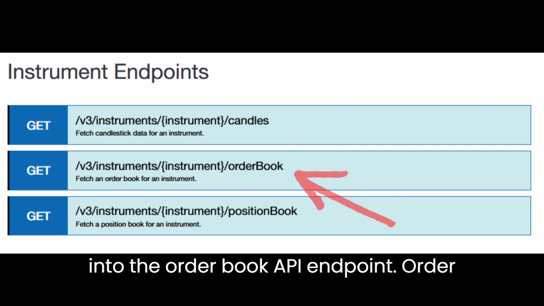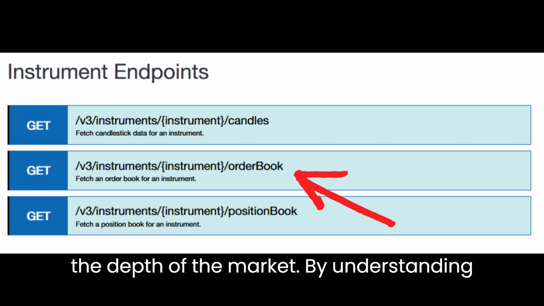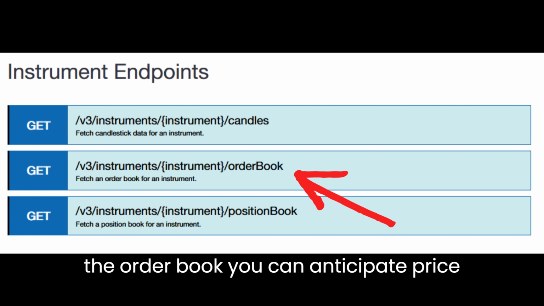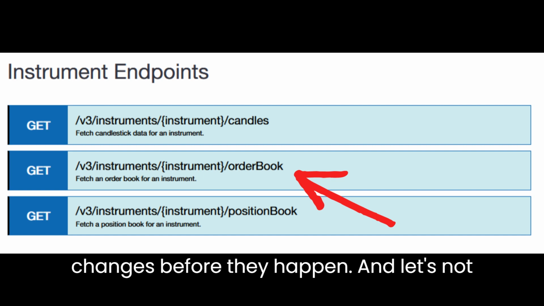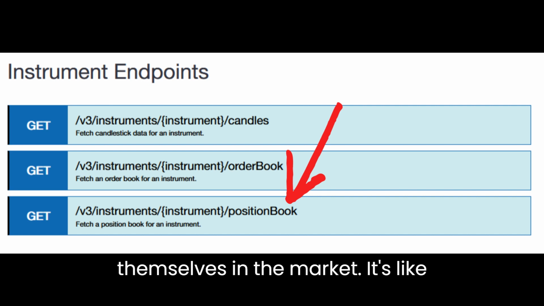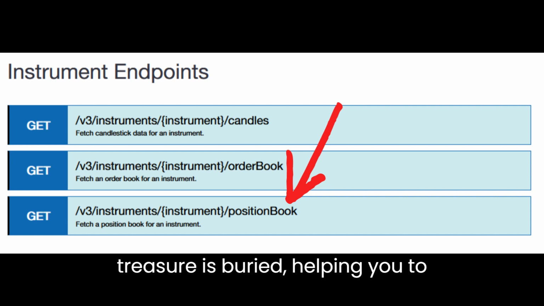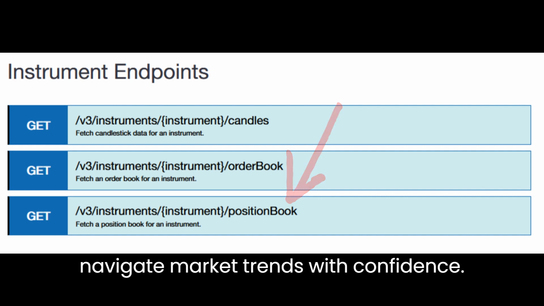Next, we delve into the OrderBook API endpoint. Order books offer a real-time glimpse into buying and selling activity, showing us the depth of the market. By understanding the order book, you can anticipate price changes before they happen. And let's not forget about the PositionBook API endpoint. Position books give us a unique peek into where traders are positioning themselves in the market. It's like having a map that shows where the treasure is buried, helping you to navigate market trends with confidence.